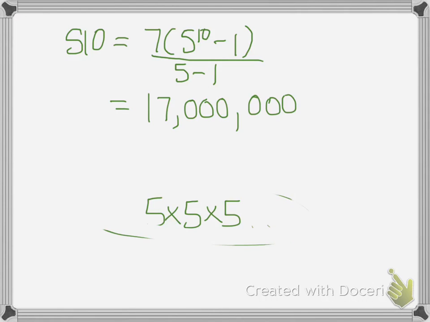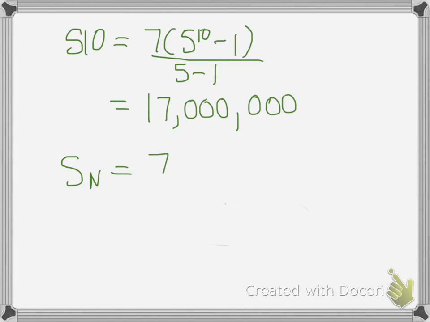So for any step, let's call that S, and I'm going to put the little n down there. So in the nth step, the number of people that see it all together would be 7. Remember, the 7 is there because you originally sent it to 7 people. 7 had it originally. We would have 5, not to the 10th power, but to the nth power, we'd still have minus 1. And on the bottom, we'd still have 5 minus 1.